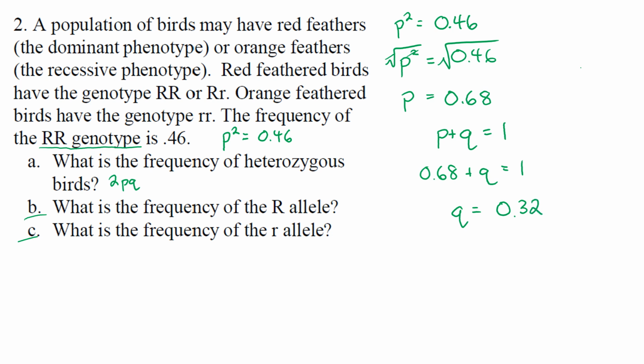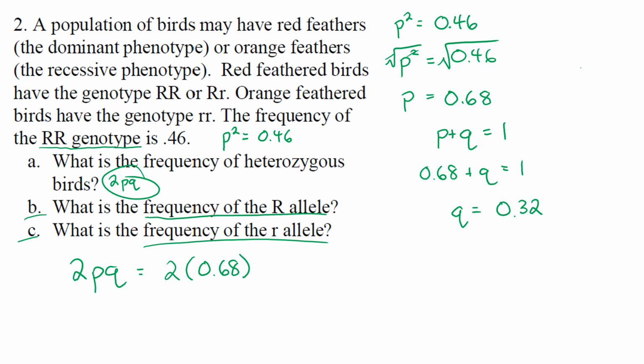Okay, now I have my frequencies. I can solve for the heterozygous birds. So 2pq equals 2 times 0.68 times 0.32, and that should get me my number. So we have 0.44 for my frequency.